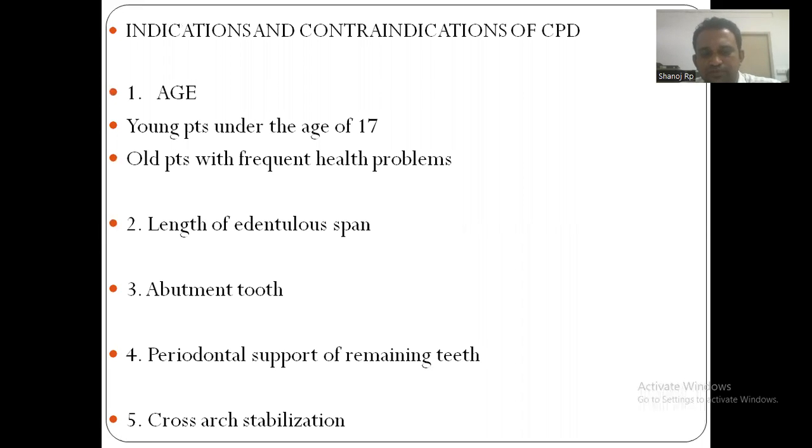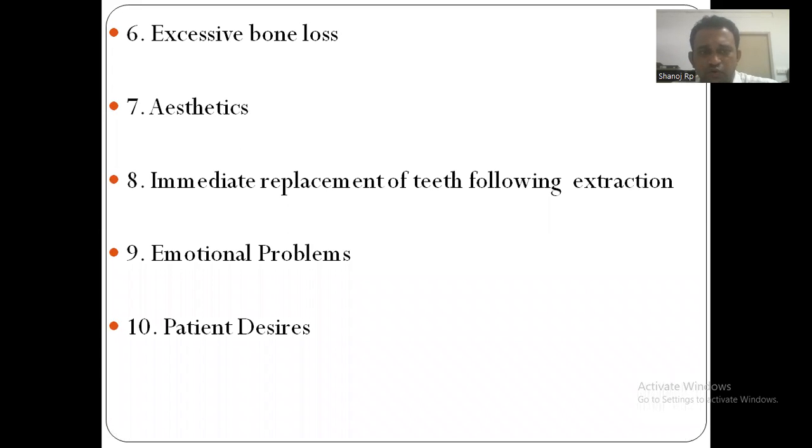If the periodontal support of the remaining teeth is weak, we can give a cast partial denture and enhance the support by splinting effect. Cross arch stabilization is another important feature, and another indication for cast partial denture. Excessive bone loss, where you can't go for implants or FPD, again, cast partial denture is the treatment of choice. Aesthetics, especially in the frontal region where there is loss of labial bone. Aesthetics: cast partial denture can provide lip support and thereby enhance aesthetics.